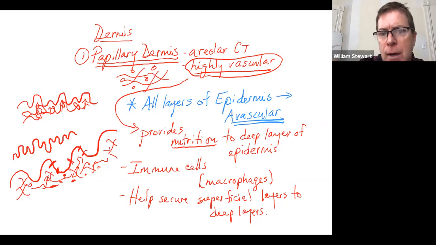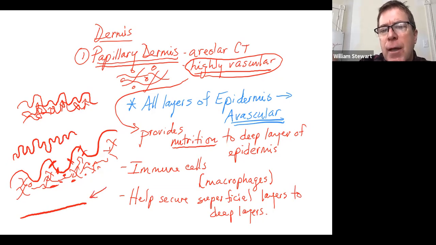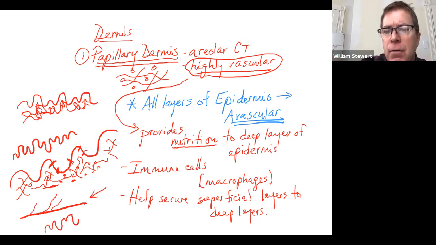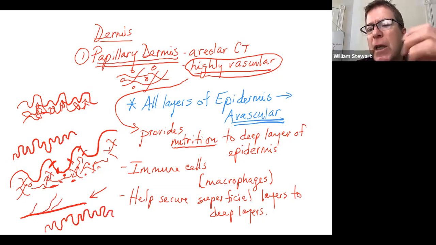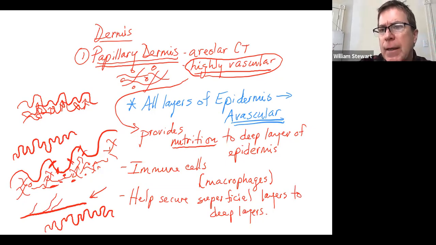If it was just a straight line like this, when we were bumped or scraped, physical damage, this would easily peel off the 5 layers of the epidermis. This sort of tooth-like boundary helps really grip those upper layers of the epidermis to deeper layers of the skin. So that's layer number 1.